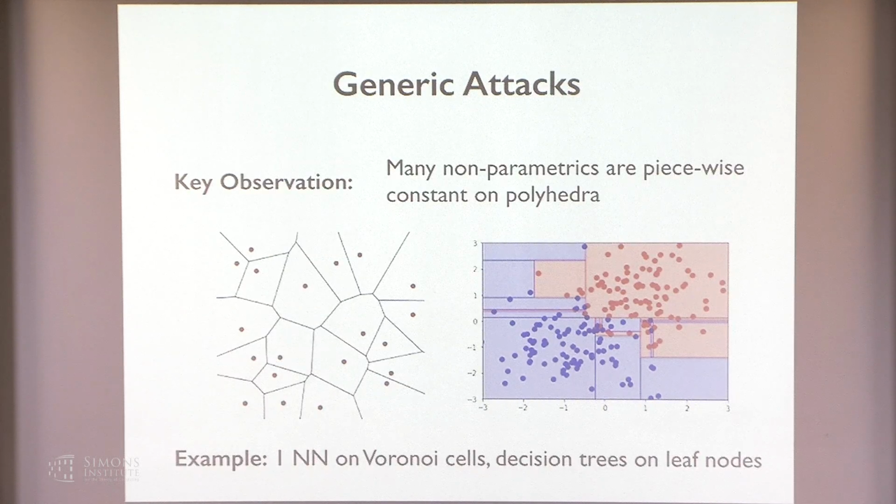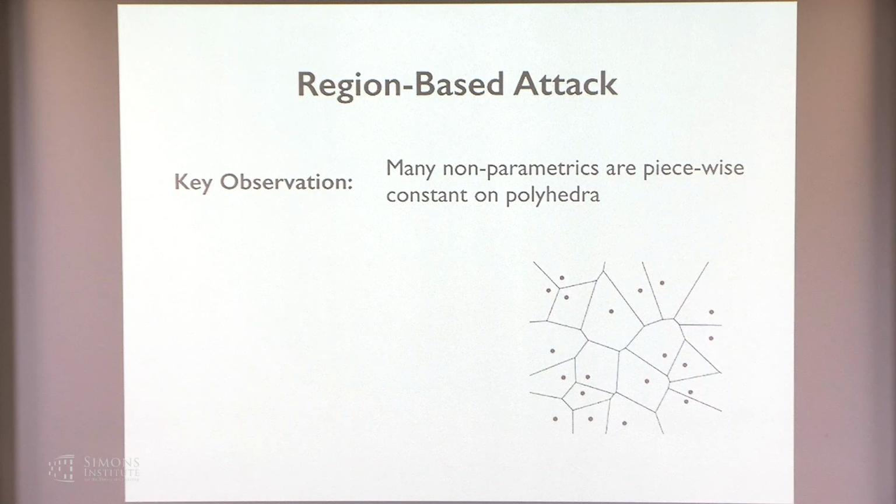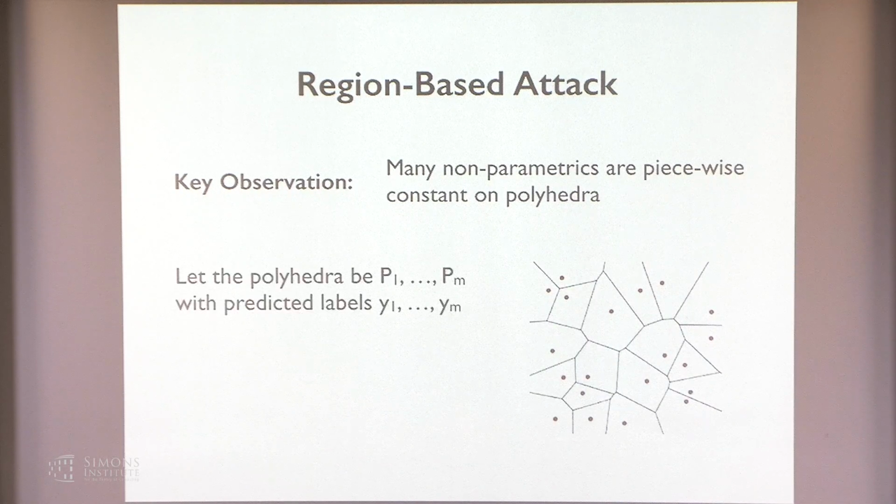Okay, so what is a generic attack on non-parametrics? One key observation that we make is that many non-parametrics, like nearest neighbors, decision trees or random forests, tend to be piecewise constant on polyhedra. For example, nearest neighbors is piecewise constant on the Voronoi cells. For K nearest neighbors, there's something called an ordered K Voronoi diagram, and these will be piecewise constant on the cells of that diagram. Decision trees are piecewise constant within their particular cells, and so on. And we could exploit this to come up with a region-based attack.